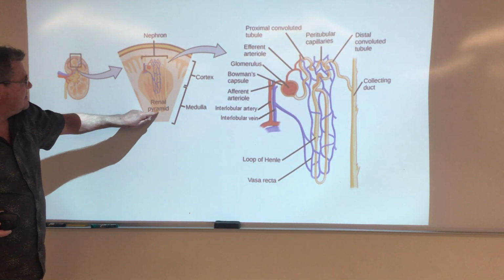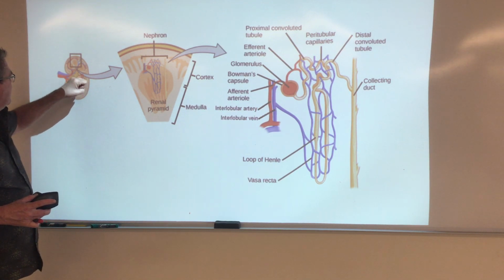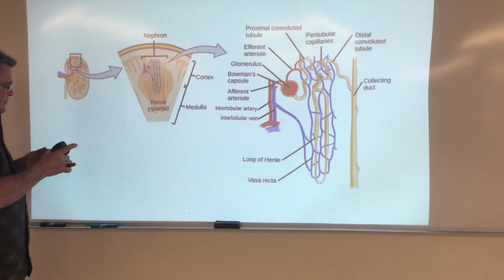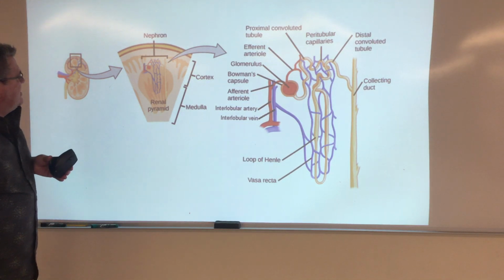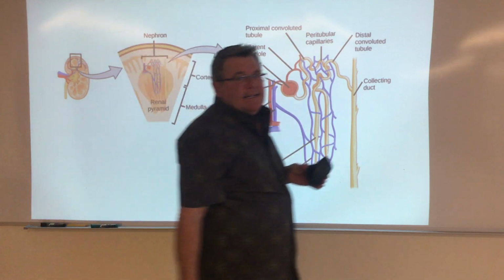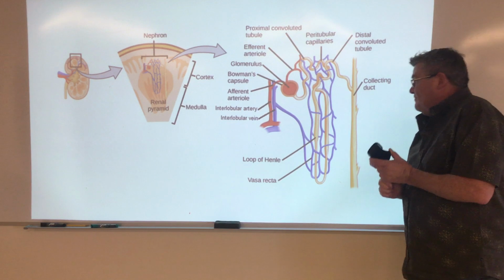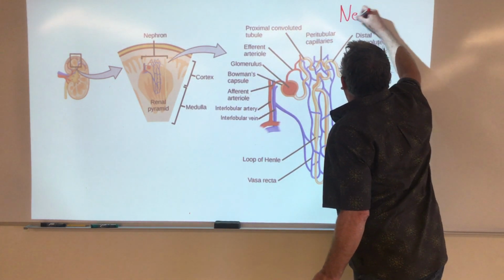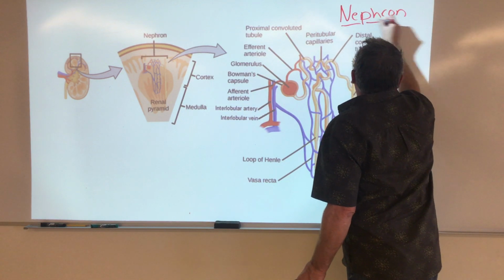Here it is. There's the pyramid. You can see a whole bunch of them here. I can see minor calyces, major calyces, renal pyramid. But look at what starts to show up. There's this mess. Not quite sure what it is until we get to the right-hand side of this slide. Here's what it is. This is called a nephron.